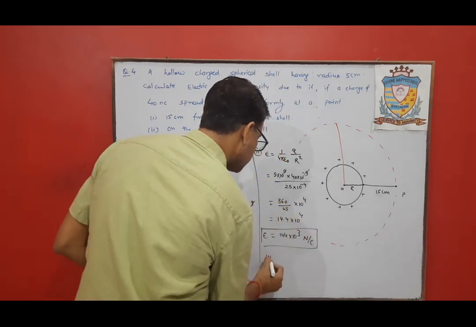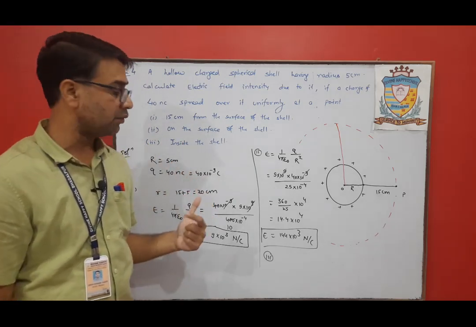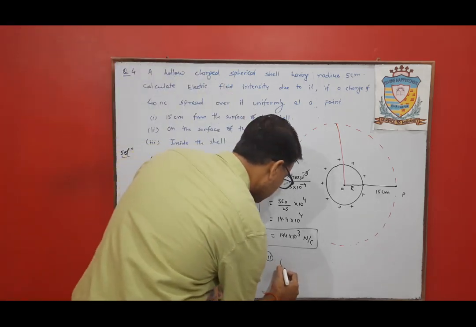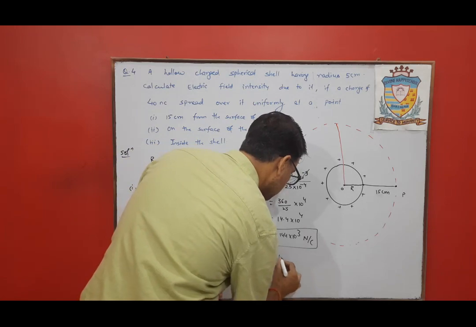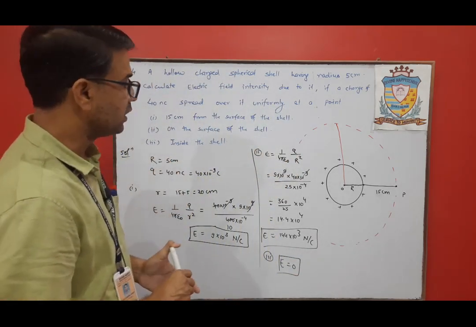Okay, case 3. As we know, inside the cell the total electric field intensity is equal to 0. So E is equal to 0. So for the third case the total electric field intensity will be 0.